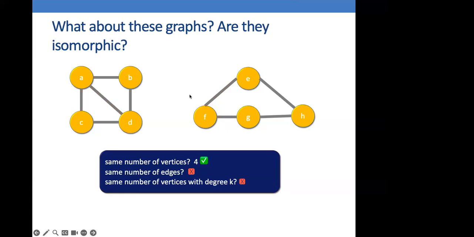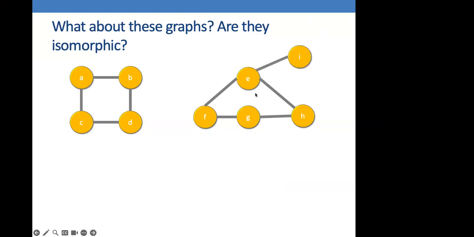And an easier way to look at it is to count the number of edges and the number of vertices with degree k. So from here, we can already see that the number of edges in graph 1 is 5, but the number of edges in graph 2 is only 4. So we can say that immediately it hasn't retained this property, and therefore they are not isomorphic.